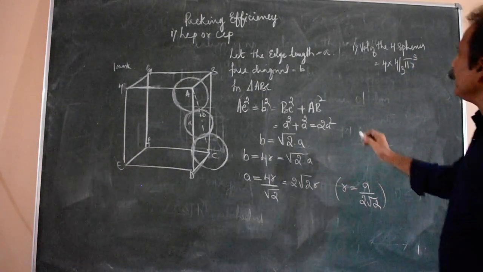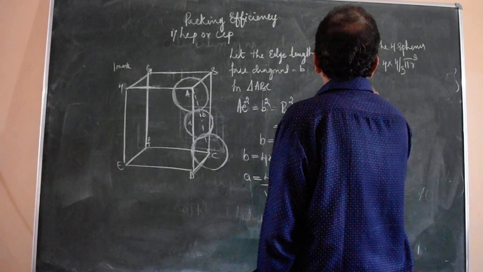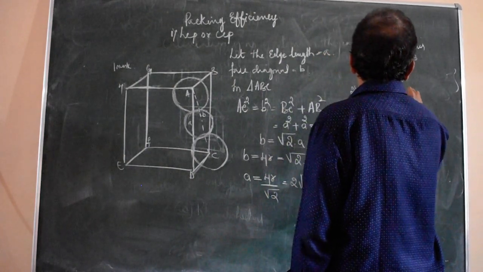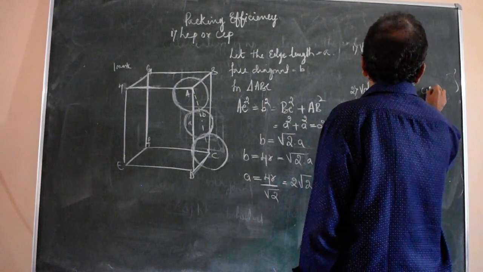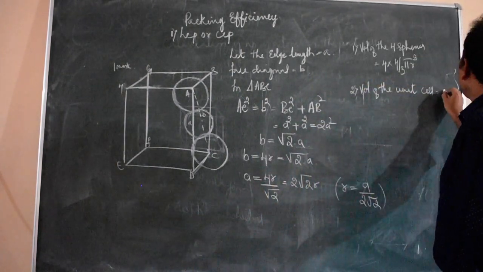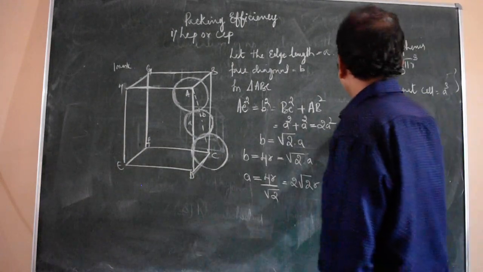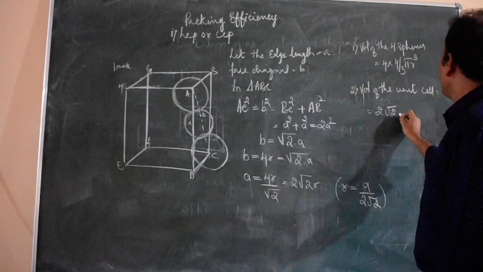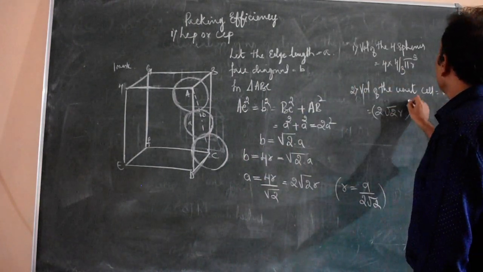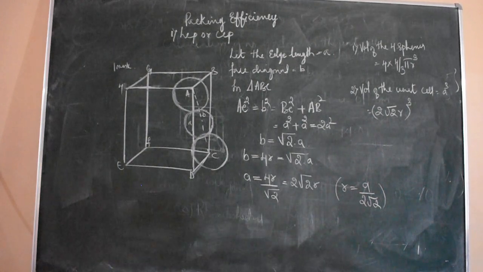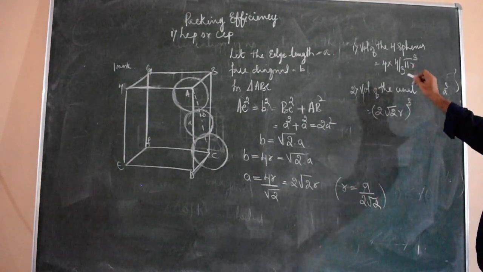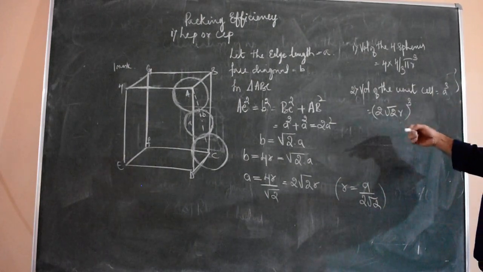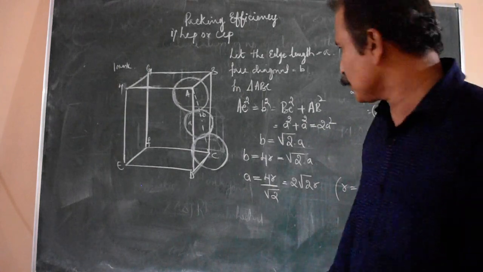Then I need the volume of the unit cell. That is nothing but a cube. So what is my a? A is 2 root 2 r, the whole cube. Right. So this divided by this multiplied by 100 will give me my packing efficiency in terms of percentage.